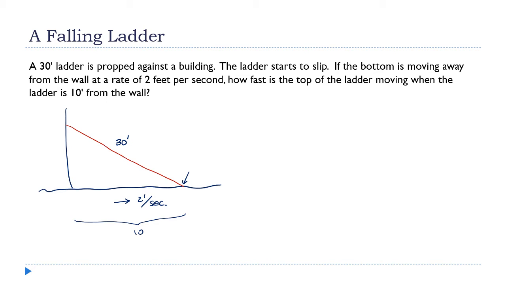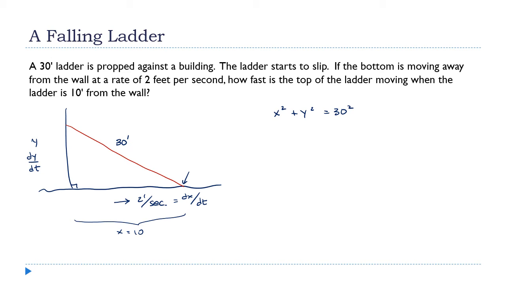Okay, well, let's get some variables in here. Let's call this distance x. So this 2 feet per second is dx/dt. And let's call this distance y, so its rate of change is dy/dt. What I need is a formula that gives me the relationship between x and y. You're assuming it's a standard building, and the wall hits the ground at a right angle. So this is a right triangle, which means that x squared plus y squared equals 30 squared.